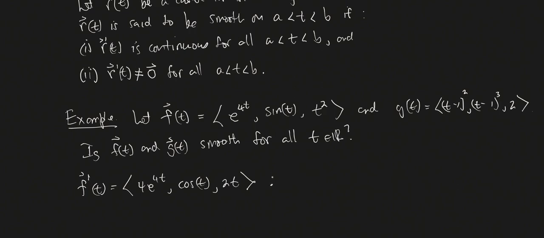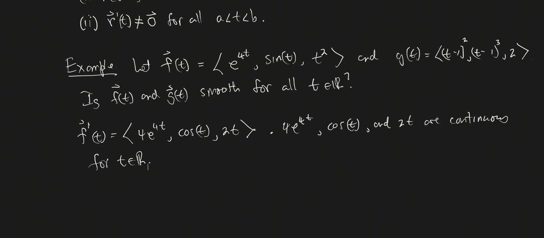So I'll say 4e to the 4t, cosine of t, and 2t. These functions are continuous for all real numbers, right? So these are continuous for all real numbers. My thing is a little jerky today, so it's continuous for all real values of t. So it passes the first check, right? The derivative has to be continuous, and that's good.